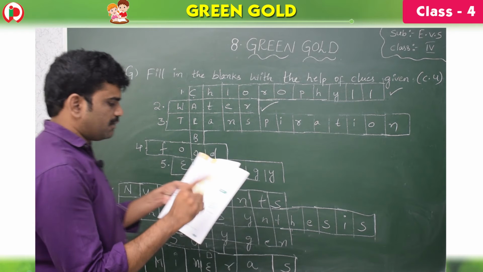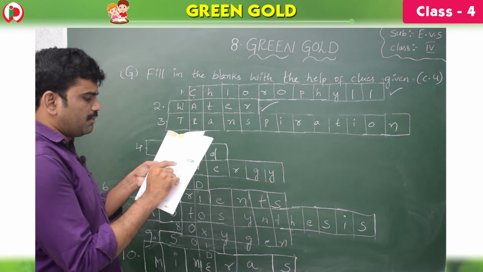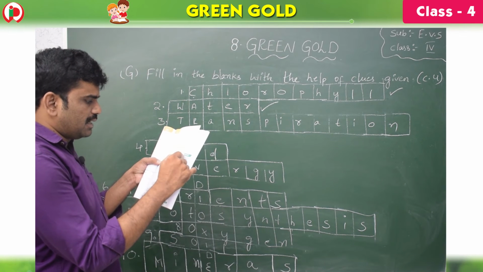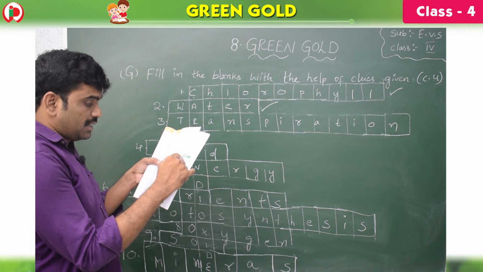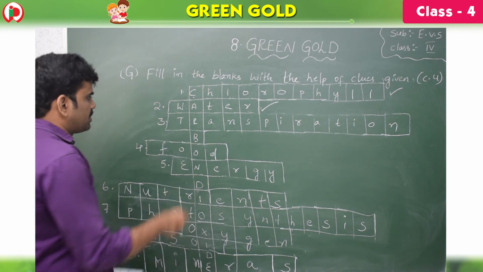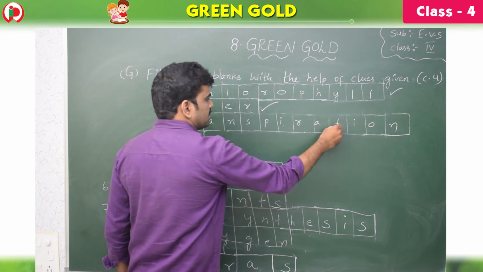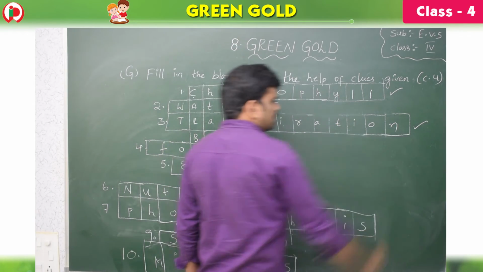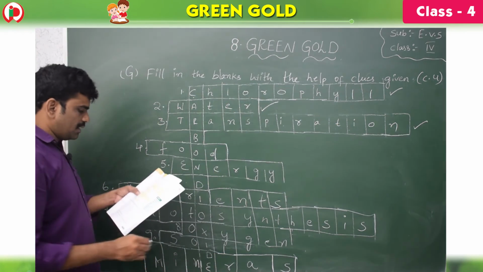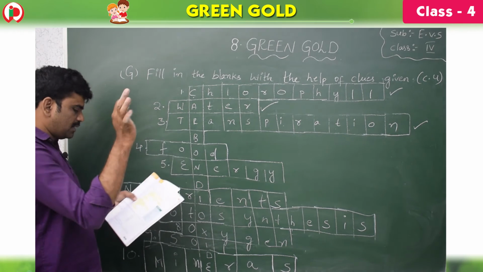Now go for the third one, children. Where is the R in the second letter? Yes, transpiration. TRANSPIRATION. So this is the third one. Let's go for the fourth one. Skip this B. Fourth one, see here.